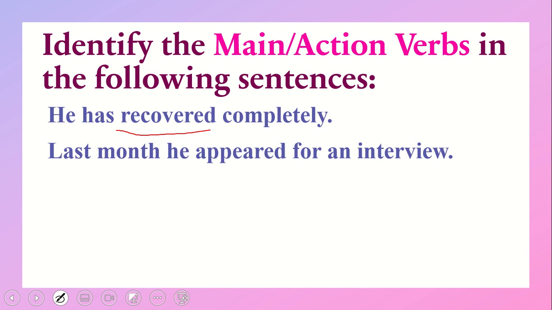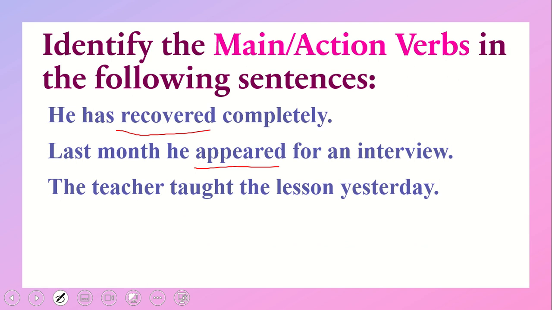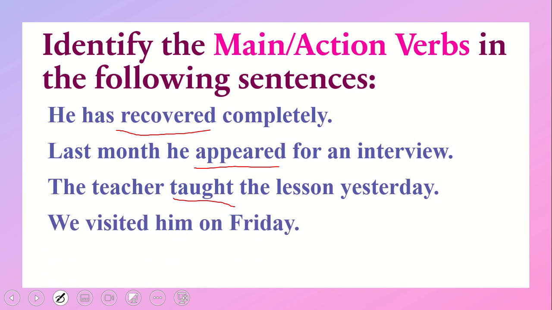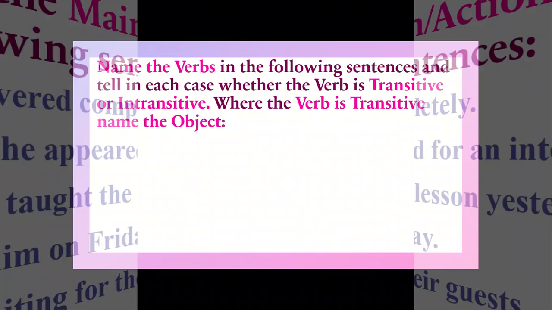Where is the verb in this sentence? Appeared. The teacher taught the lesson yesterday. What is the action being performed by the subject of the sentence? It is taught. We visited him on Friday. So visited is an action verb. They are waiting for their guests. Waiting is an action verb. All of these are verbs which represent an action of the doer, that is, what kind of action is being performed by the subject of the sentence.